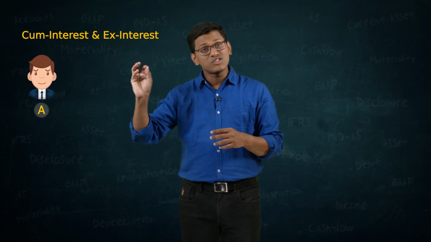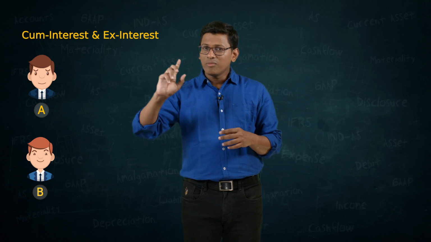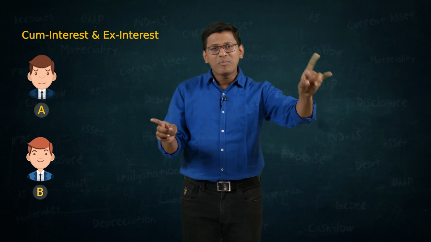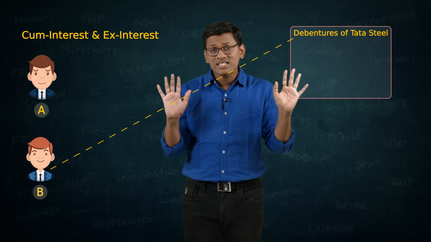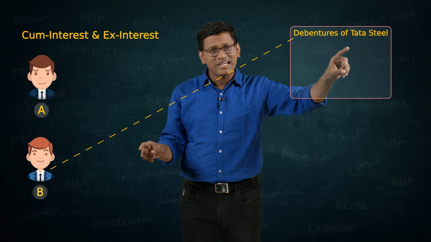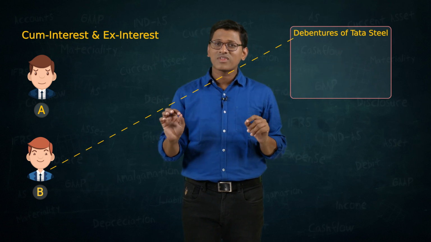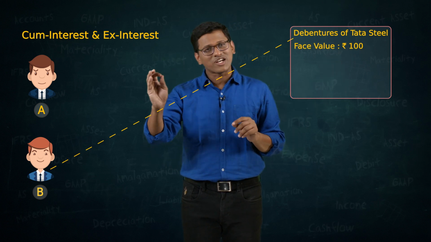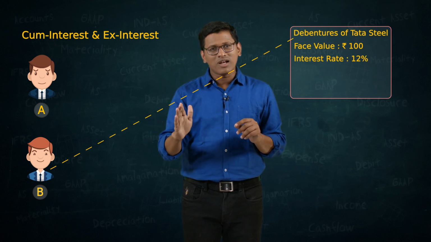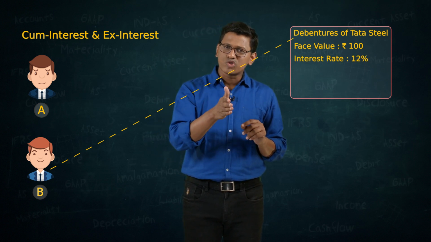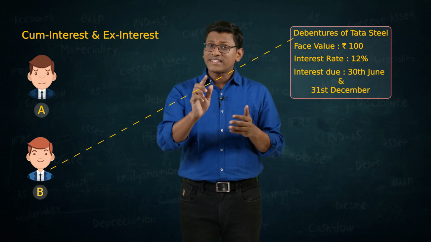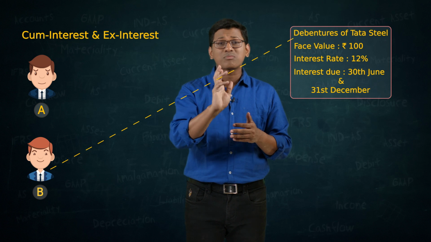Your friend is B. Your friend B already has investment in debentures of Tata Steel. Who has investment in debentures of Tata Steel right now? Your friend B has investment in debentures of Tata Steel. Right. Face value of the debenture is 100 rupees. Interest rate 12%. Interest is payable on 30th of June and 31st December of every year. Interest always will be paid on face value or par value.